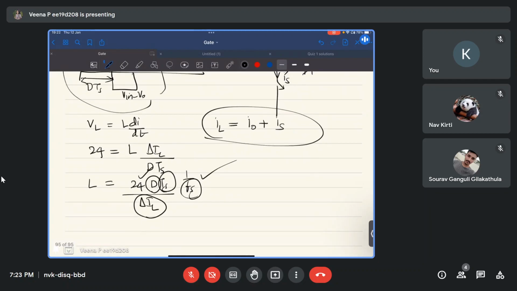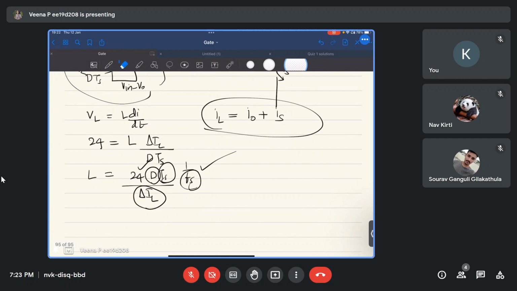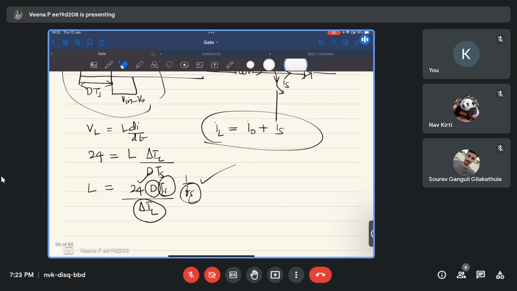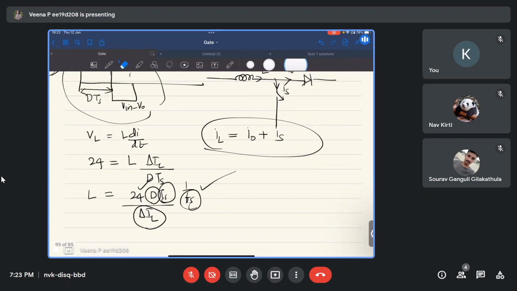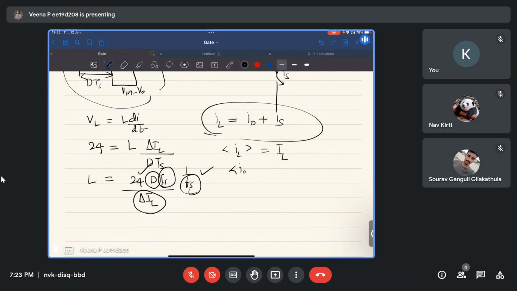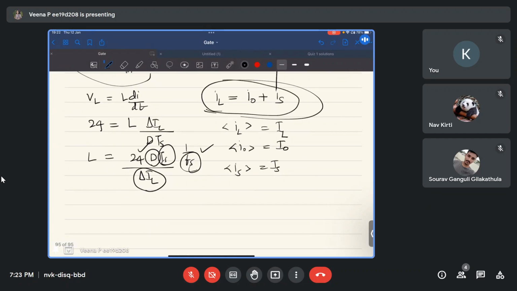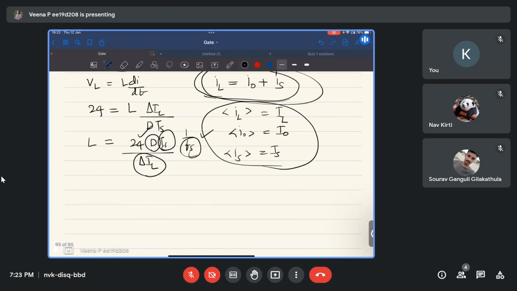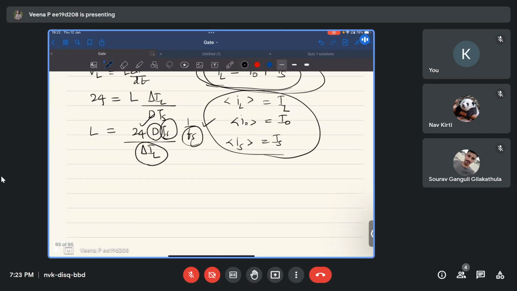So there is one equation which holds true in the case of the boost converter. First you have to equate the relation between the average values of these quantities. The average inductor current is capital IL, the average output current is capital I0, and the average switch current is capital IS. The instantaneous relation between them you already know. But what is the relation between the average values? The proof we can do as an exercise. I will give you the final result.